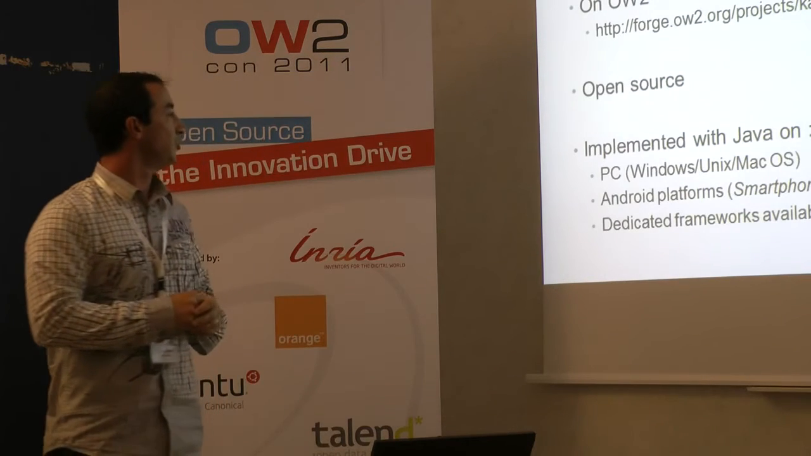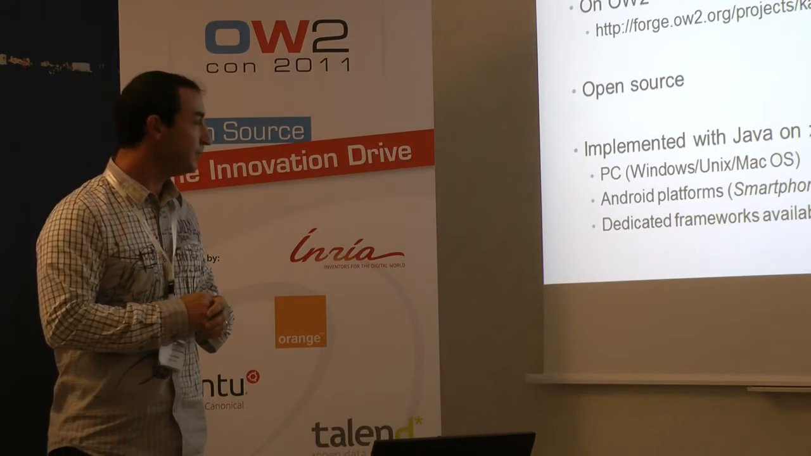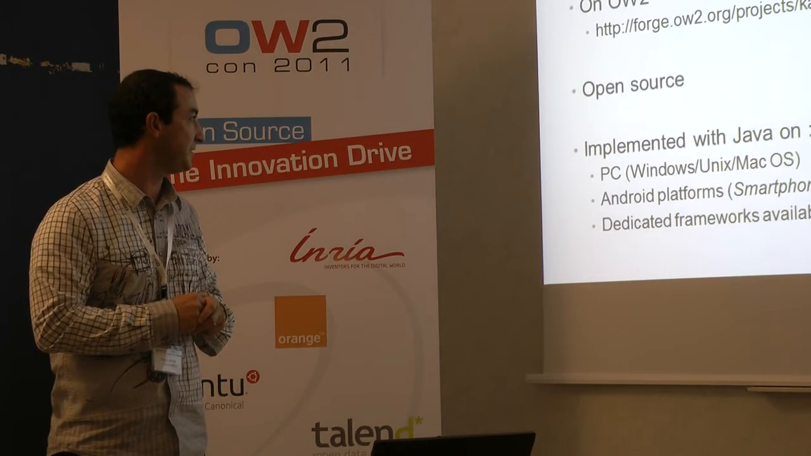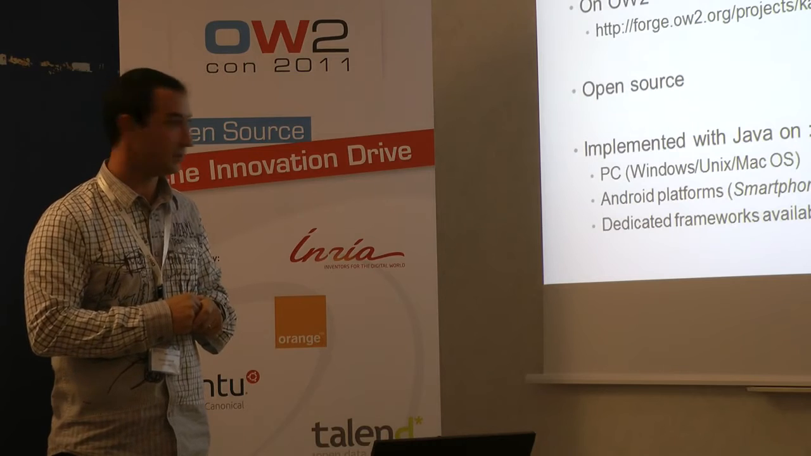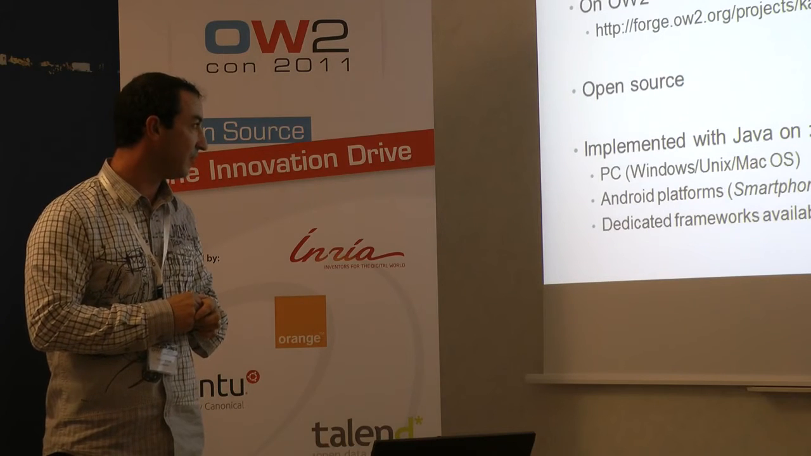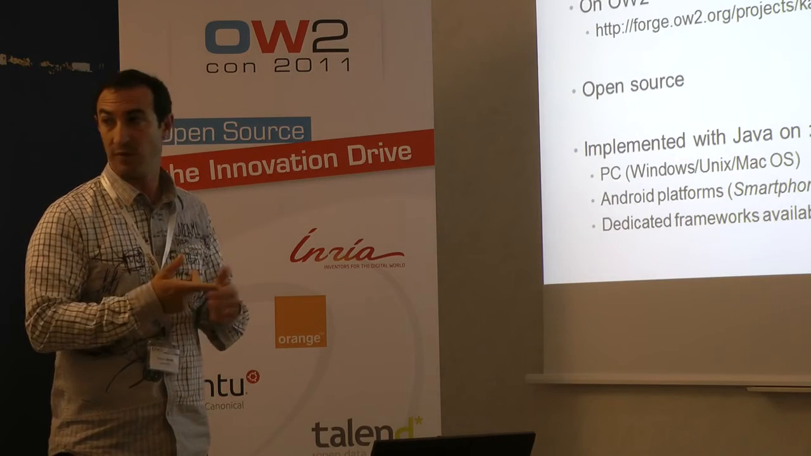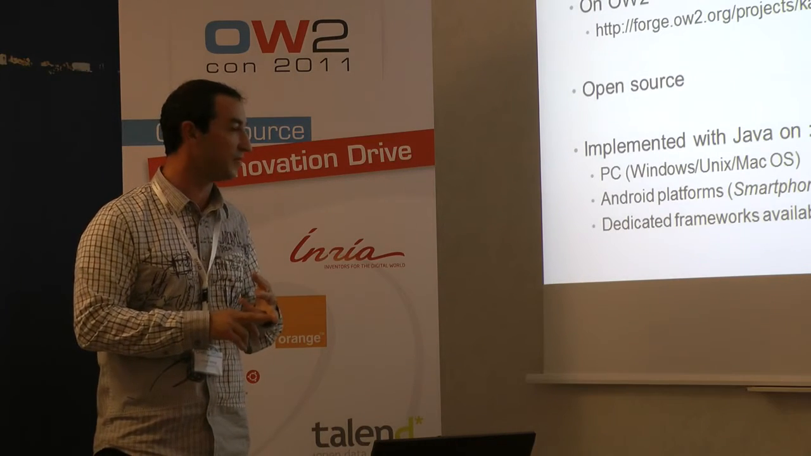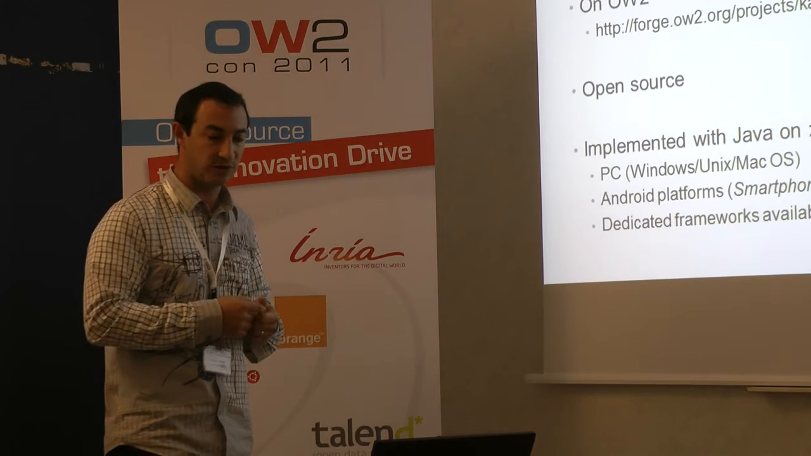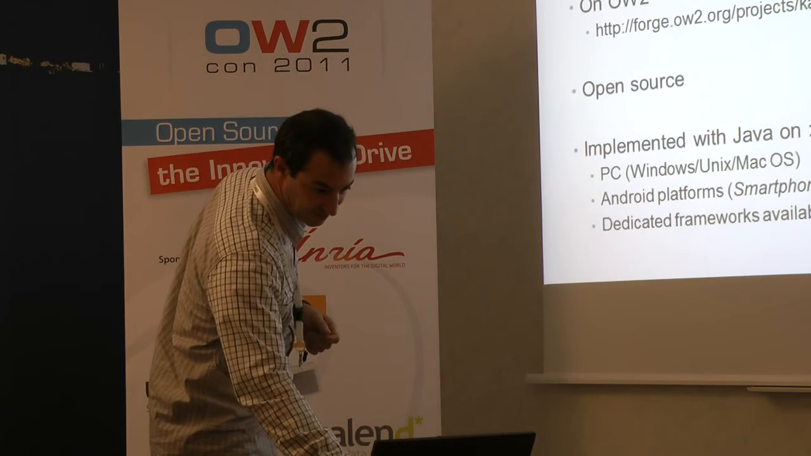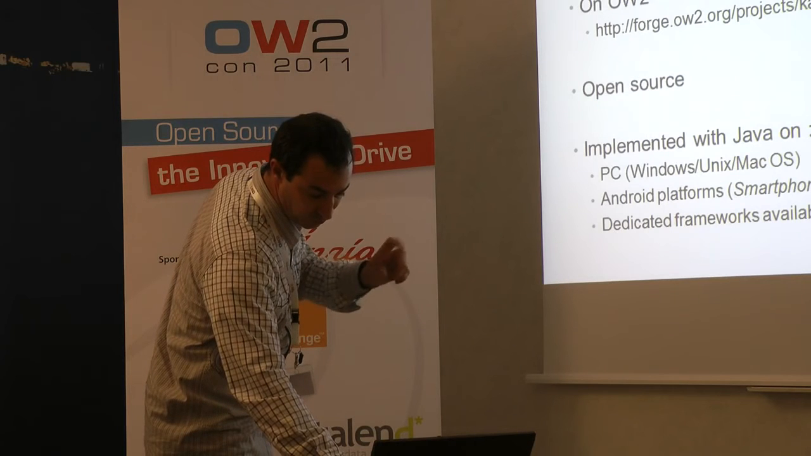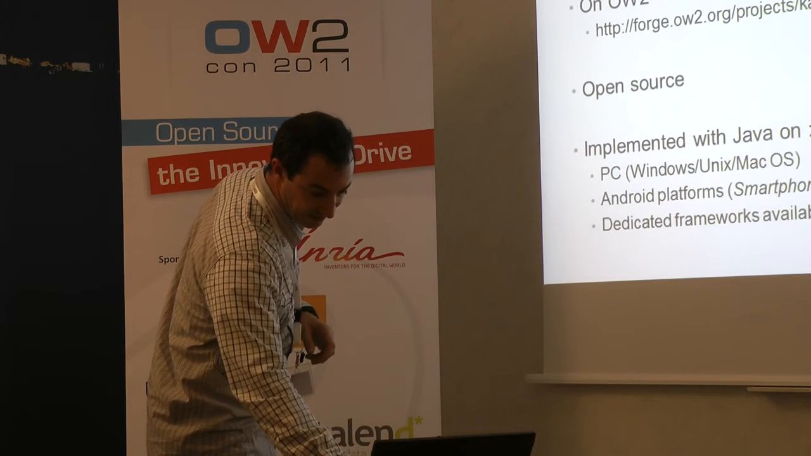How to get Kalimucho? Kalimucho is available on OW2. Of course, it's open source. It's been implemented with Java on PC, Windows, Unix, Mac OS. It's available for the Android platform with smartphones, tablets, and there is also a dedicated framework in order to develop and to implement specific business components and components able to adapt data dynamically.